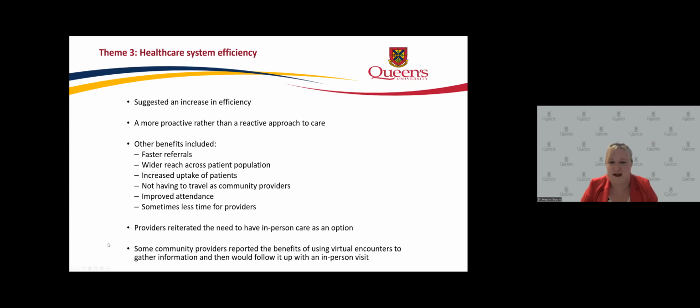Providers did reiterate the need, though, to have in-person care as an option, and some community providers reported the benefits of using virtual encounters to gather information, and then they would follow up with an in-person visit. Next slide, please.